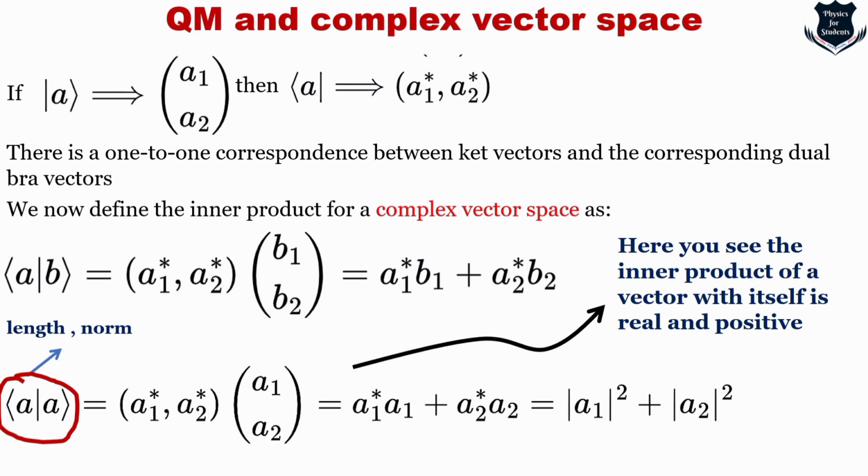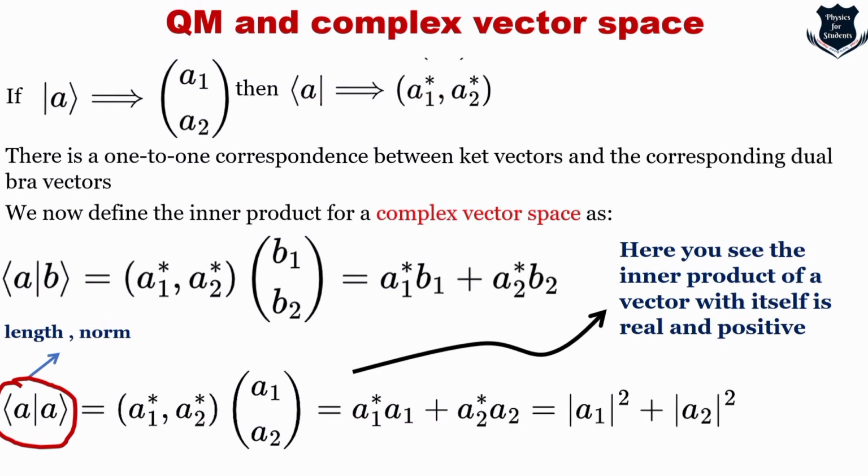Just note that the reason for writing the bra as a row matrix in the inner product is that it will follow matrix multiplication, as we have seen here. And don't worry, we will do a lot about matrix multiplication in the upcoming videos.